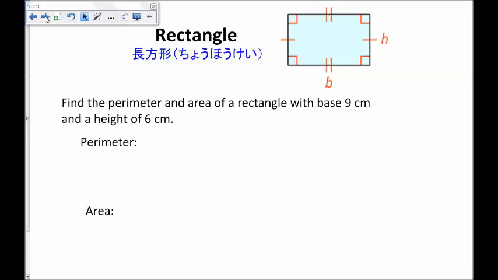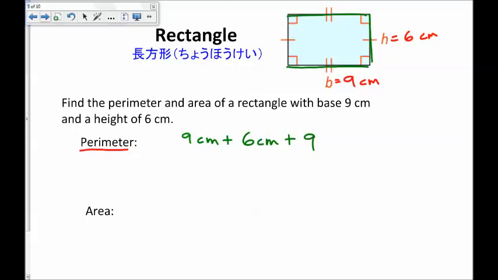Next shape, a rectangle. Find the perimeter and area of a rectangle with a base of 9 centimeters and a height of 6 centimeters. Okay, first, to find the perimeter. The perimeter is the length outside the shape. So this is 9 centimeters plus 6 centimeters plus 9 centimeters plus 6 centimeters. Okay, 9 plus 6 plus 9 plus 6 is 30 centimeters. Put this over here, actually.